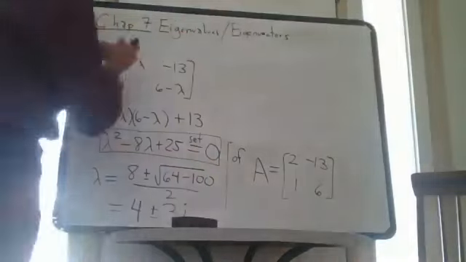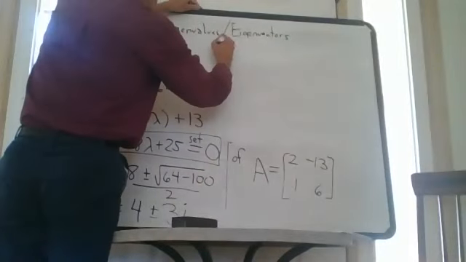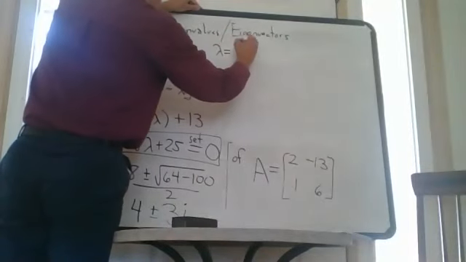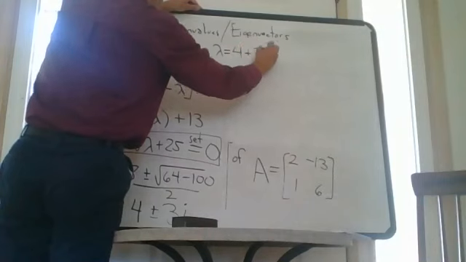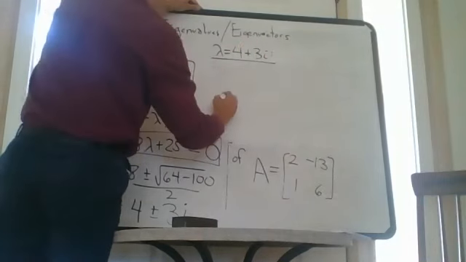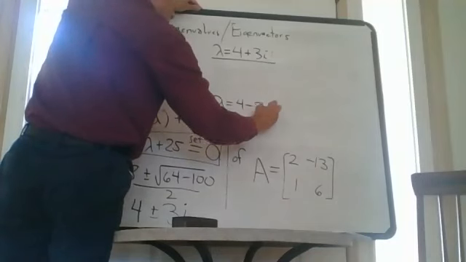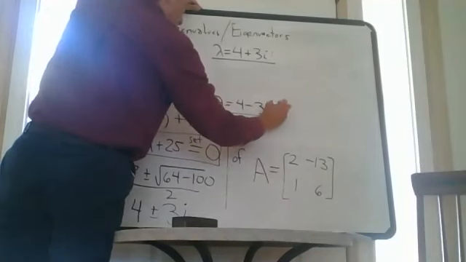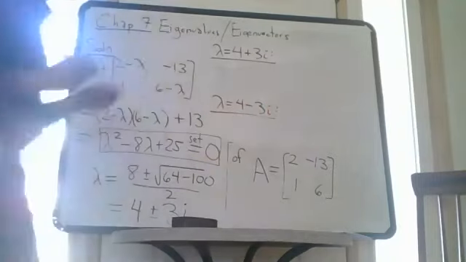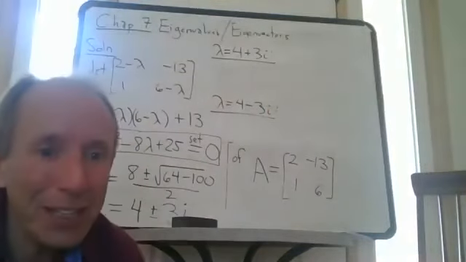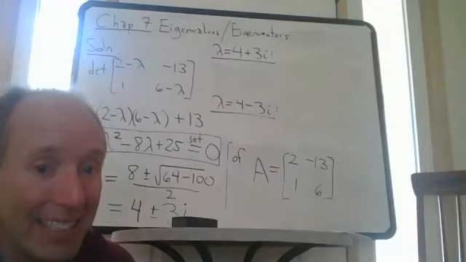By the way, in other words, I have a lambda of 4 plus 3i, and then I have another lambda of 4 minus 3i. Let me just give myself room here. Let's check those lambdas with the fun facts.